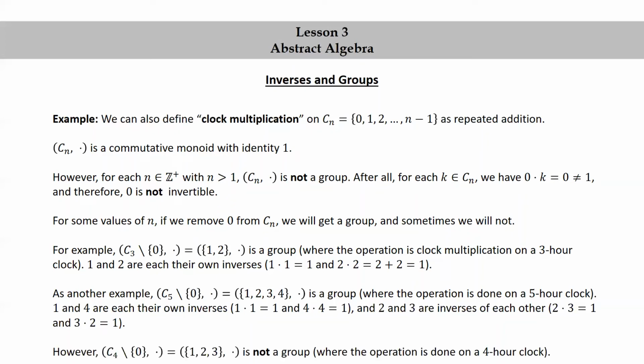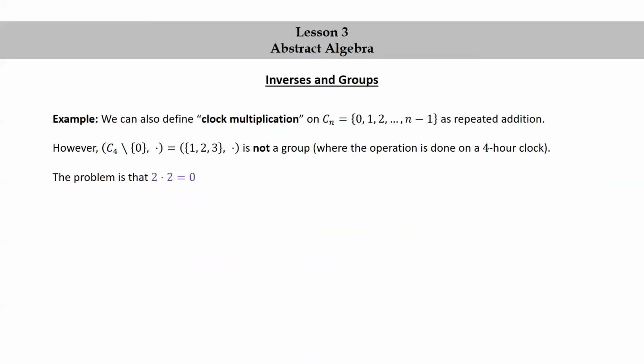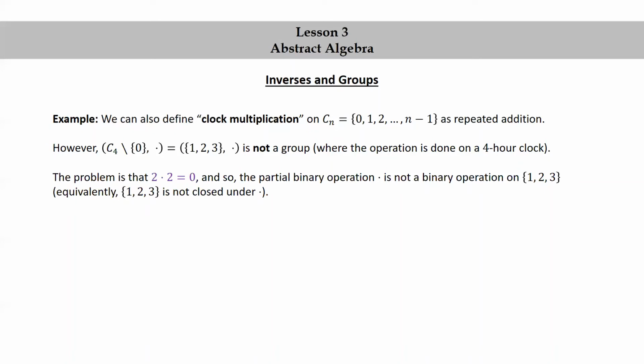However, C4 with 0 removed, together with clock multiplication, the set of 1, 2, 3, together with clock multiplication, is not a group. Here the operation is being done on a 4-hour clock. The problem is that 2 times 2 is equal to 0. And so the partial binary operation of clock multiplication is not a binary operation on the set consisting of 1, 2, and 3. Equivalently, the set consisting of 1, 2, and 3 is not closed under clock multiplication on a 4-hour clock.